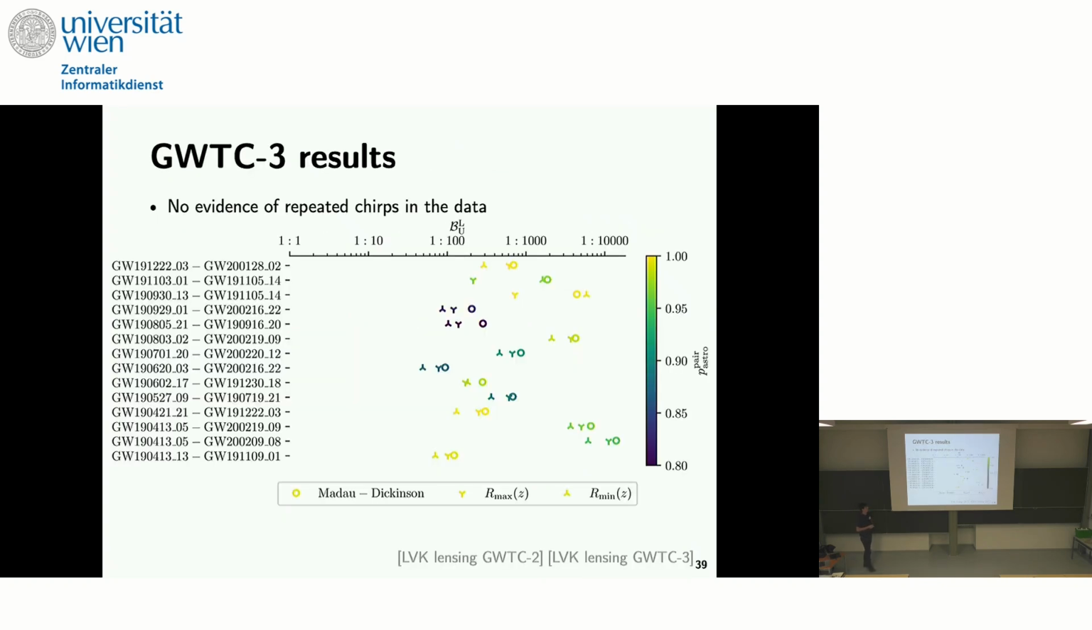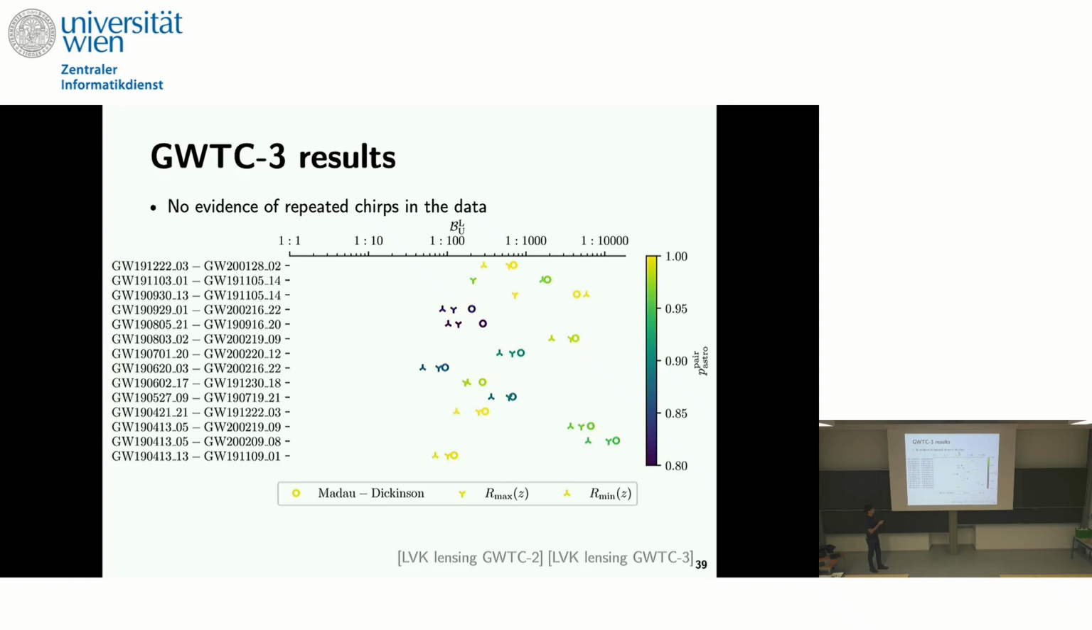Now, in terms of this catalog of 100 events, we did analyze it in the search for these repeated chirps. And this is a summary plot of the Bayes factor that I was mentioning for different assumptions in the population model. And these are different pairs of events.